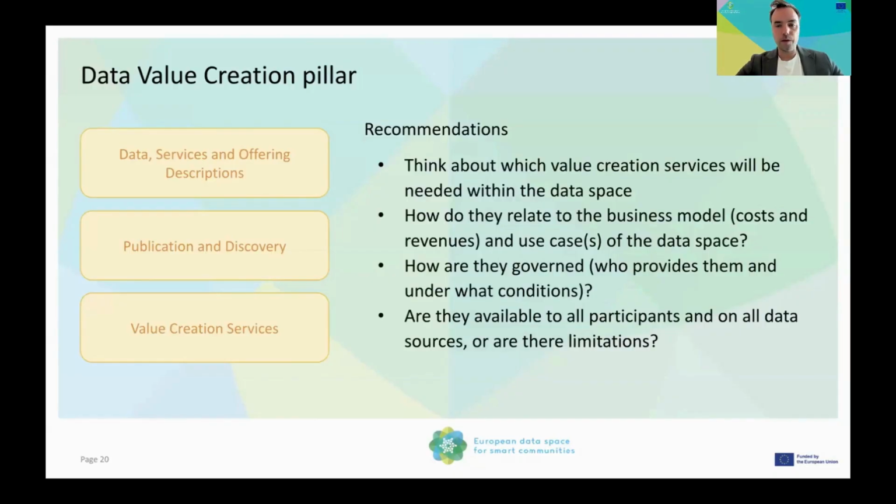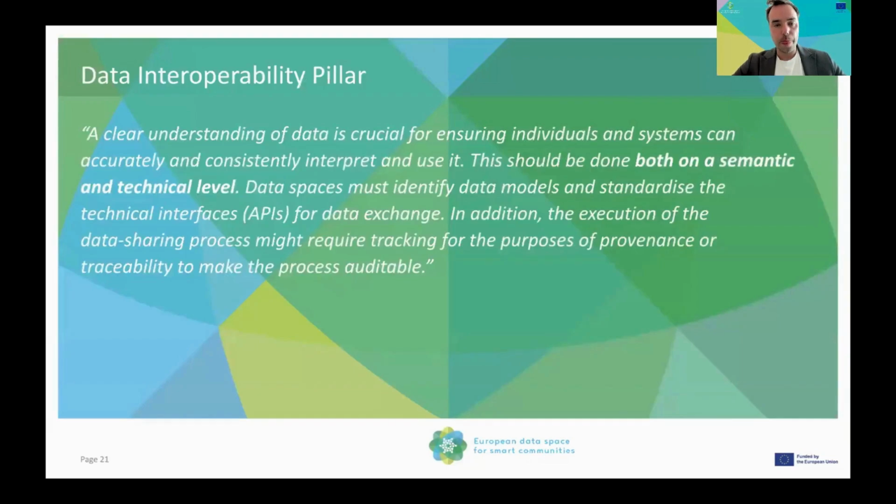Some recommendations, of course: it's important to think for each of the participants how they will create value, in order for there to be an actual value proposition in the data space, just as Flavio just detailed.